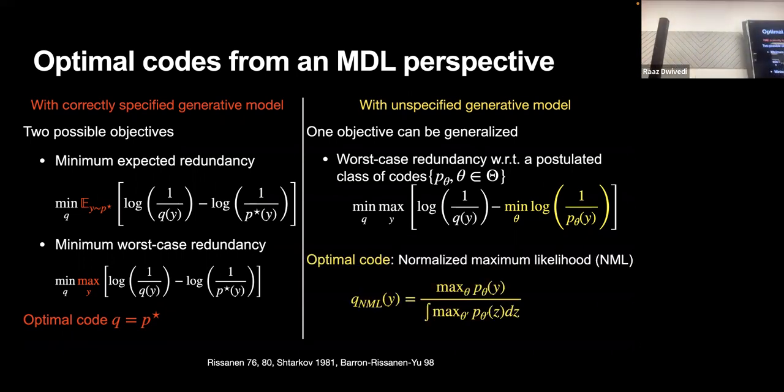And it turned out that Shtarkov, in the 1980s, showed that there is an optimal code that doesn't lie in this parametric family. Suppose this was a parametric family, and it's called the NML code, normalized maximum likelihood. That is given by, for observation y, you take max over theta of p theta of y and divide by this normalization. Then that code is the optimal code if you want to find the best possible code from a worst-case perspective without using a generative model. So that's a brief tutorial on how MDL tries to find an optimal code.